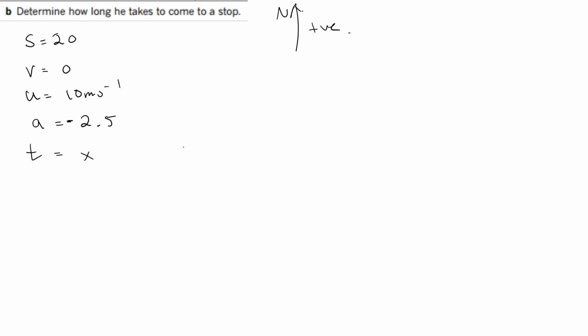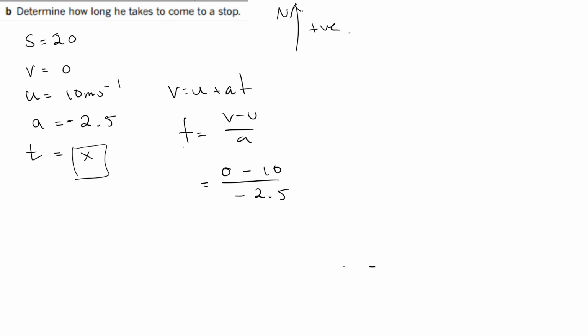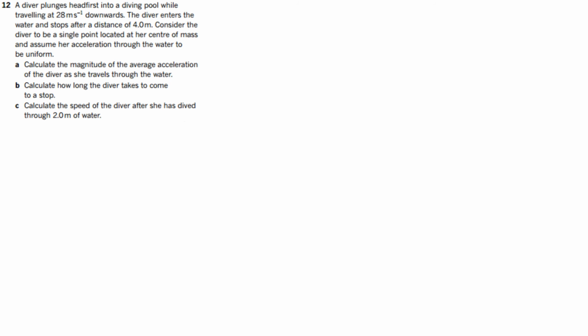So we're trying to find t now. And let's use the most simple equation. V equals u plus at. So t is equal to v minus u on a. So that's equal to 0 minus 10 over negative 2.5, which is 4. So we can say it takes 4 seconds to come to a stop. Easy. Now, here's our last question.